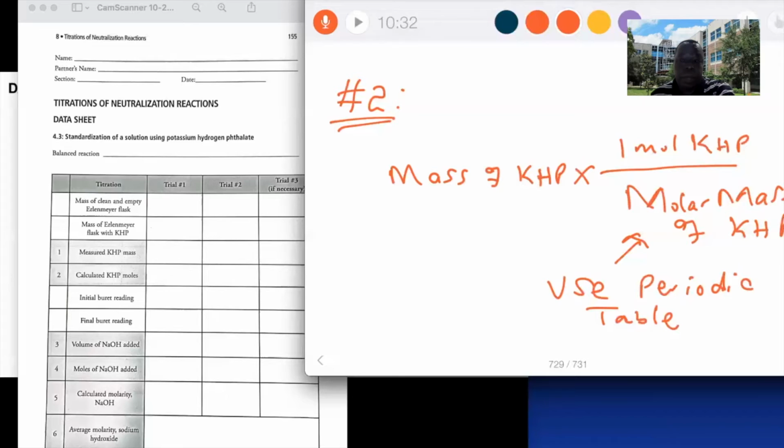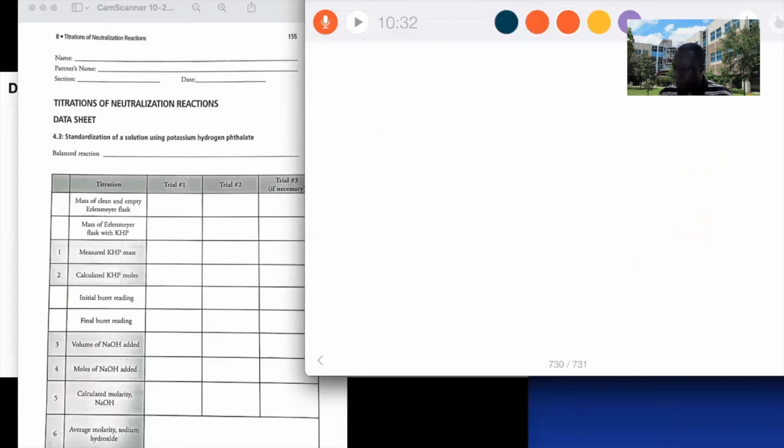I'm not going to use that equation. You can find the molar mass. This is how you will set up your calculation. What is the mass of KHP? It's going to be your mass, you're going to plug it in this equation. This is from the molar mass of KHP. Initial volume, final volume for number 3, all right, number 3, it is V final, minus V initial.